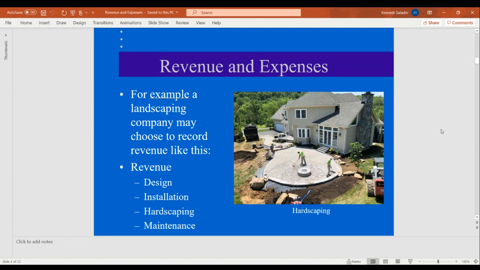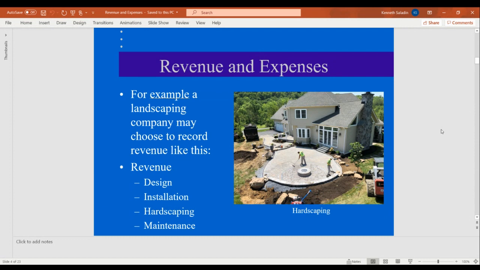Using a landscaping example, a landscaping company may choose to record revenue as follows. There may be revenue from the designs that they sell their customers. There may be revenue from the installation of the plants into the landscape. There could be revenue from any hardscaping feature that the landscape design includes. Hardscaping would include things like patios, trellises, arbors, pergolas. Those types of things are referred to as hardscaping.